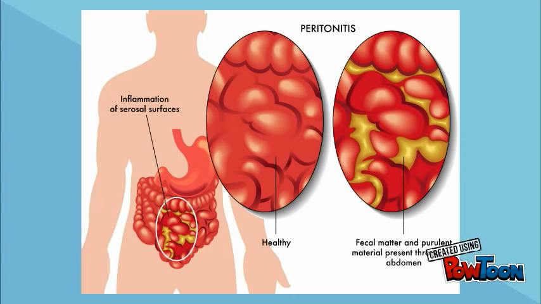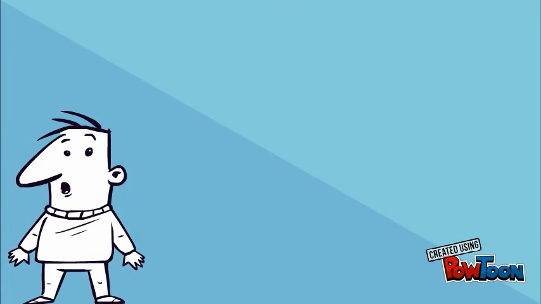Rebound tenderness indicates an inflamed peritoneum. Press slowly and deeply into the painful area. Then quickly withdraw your hand. Increased pain means the test is positive. You have now completed the gastrointestinal assessment.